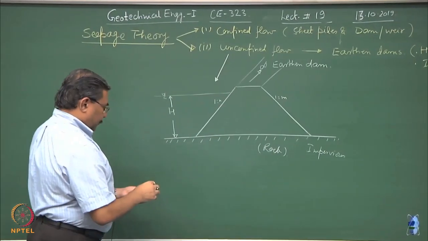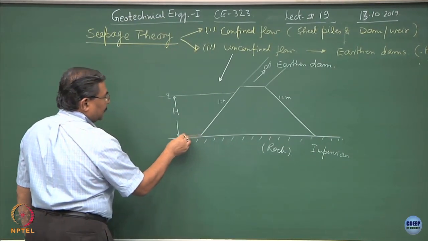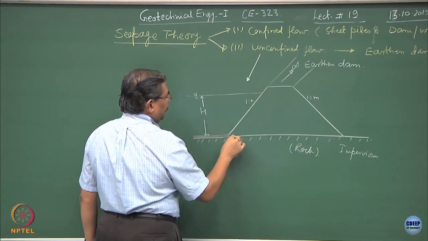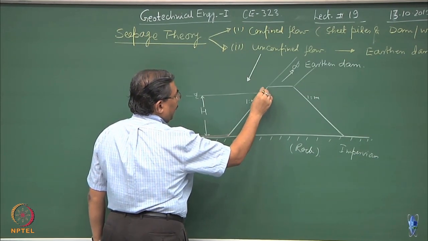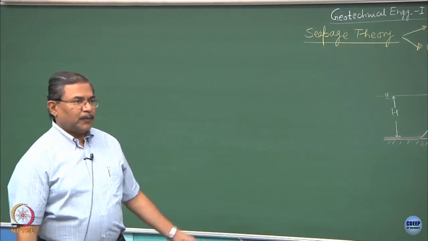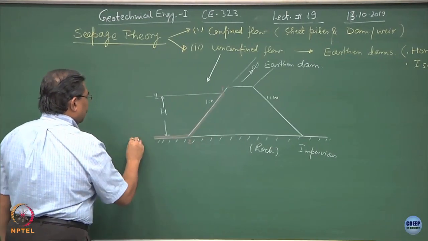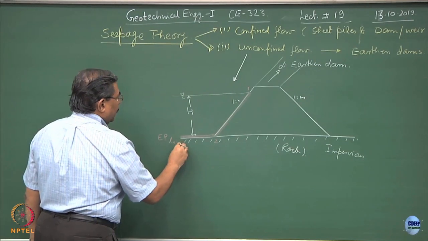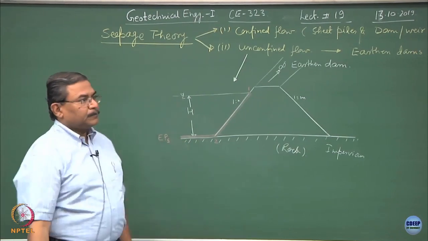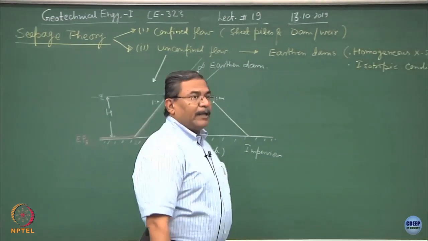Now, based on what we discussed in the previous lecture, I hope you can realize that this is an equipotential. What about this surface? Line 1, 2, sorry, this is also an equipotential, agreed? So, these are equipotentials. Can you tell me where the flow line would be?